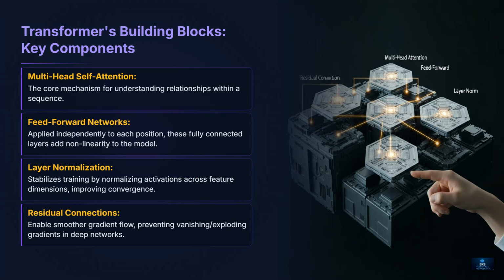The transformer is built from several key components. Beyond multi-head self-attention, we have feed-forward networks for nonlinear transformations, layer normalization for stable training, and residual connections to ensure deep models can learn effectively. Each piece plays a critical role in the model's robustness and performance.